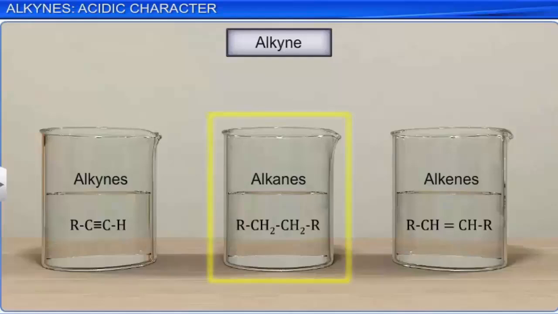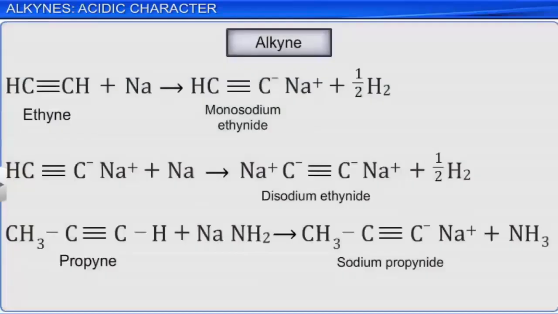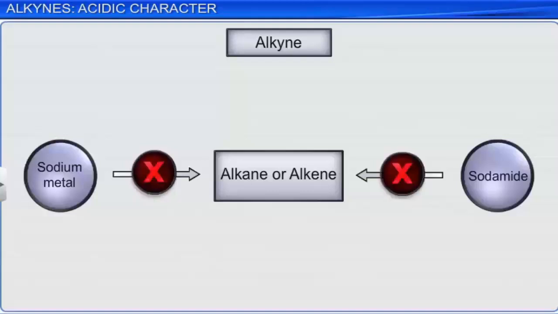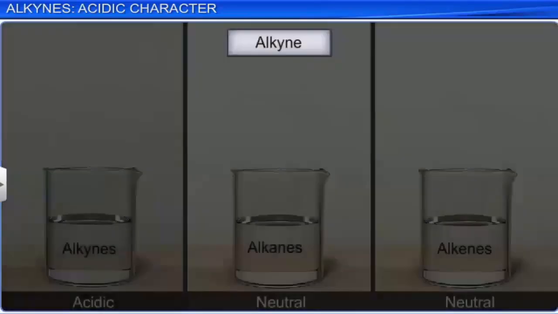For example, sodium metal reacts with ethyne, forming monosodium ethanide and disodium ethanide. Similarly, propyne, with one hydrogen atom attached to a triple bond carbon atom, on reaction with sodamide forms sodium propanide. Sodium metal and sodamide are strong bases and do not react with alkanes or alkenes, as they are not acidic. This shows that alkynes are more acidic in nature than alkanes and alkenes.